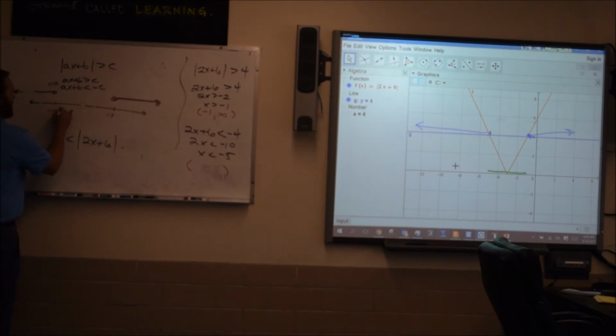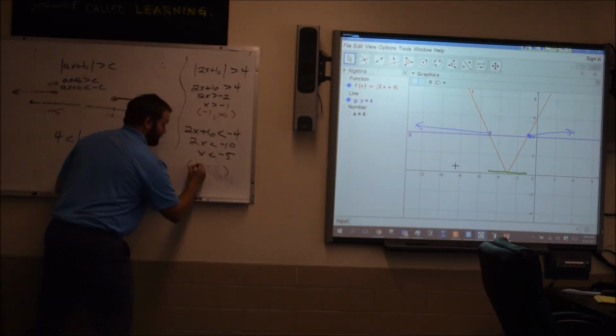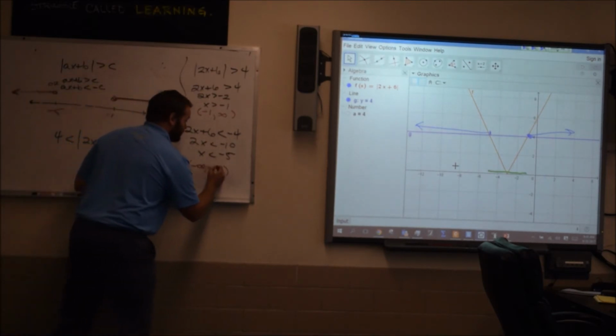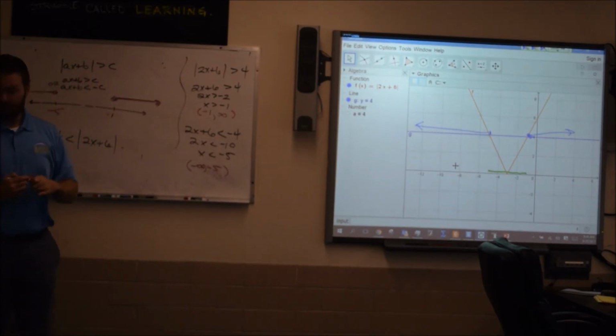Okay? Now this one here, x is less than -5. So if this is -5 over here, we want to identify in interval notation that ray. So what number do I start with? -infinity, right? That's the first number I come across, all the way to the left. And what would be the last number you come across on that ray? -5. Okay.